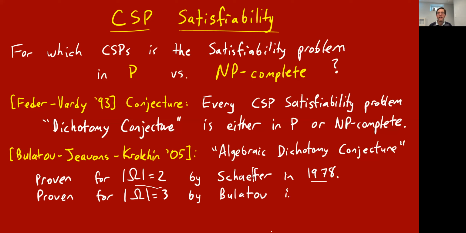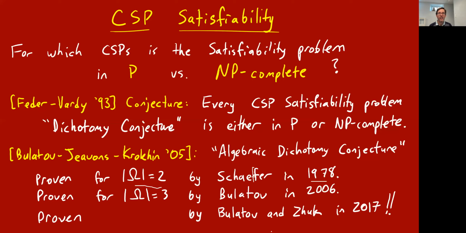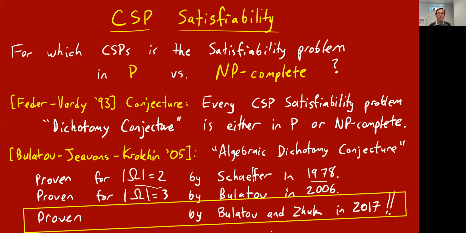And then in 2006, it was proven for CSPs where the domain is of size 3. And then in 2017, Bulatov and independently Zhuk proved it. So fantastic. The dichotomy conjecture, in fact the algebraic dichotomy conjecture, is a theorem. It's true. Every CSP is in P or it's NP complete. And this weird algebraic condition tells you, given a CSP, which one it is.